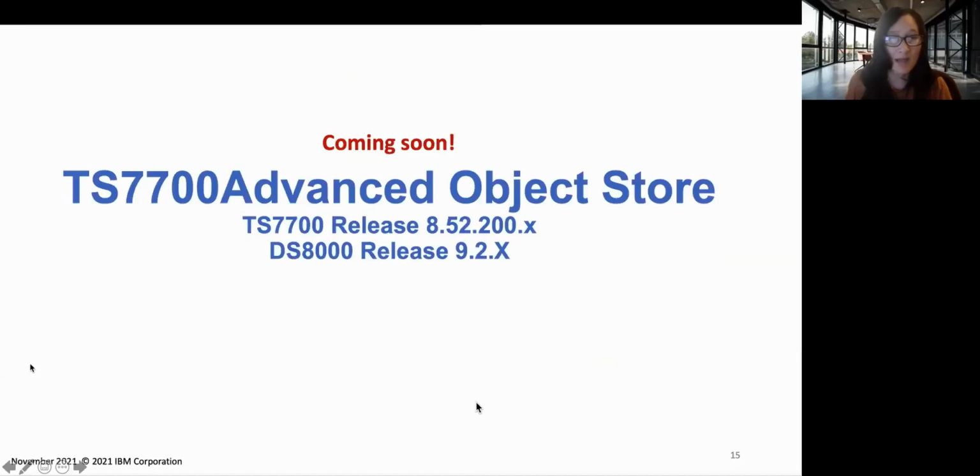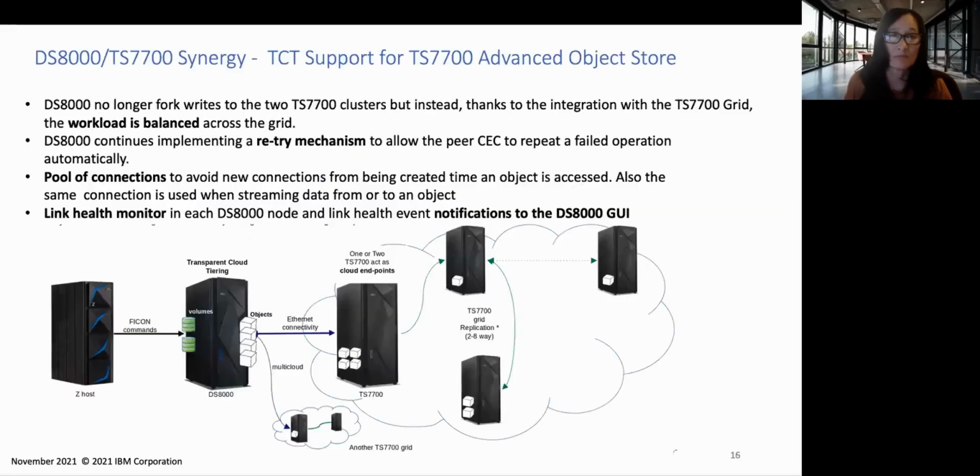All right, so now let's get into this feature we've dubbed Advanced Object Store. This is a feature that we're coming out with this year, feature code 5283, and it will be coming out in our 8.52.200.x release, to be determined. We also require DS8000 support for this, and they will be adding this to their 9.2.x release as well, coming out later on.